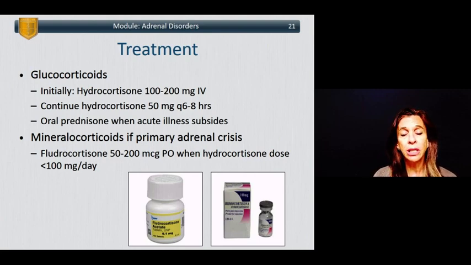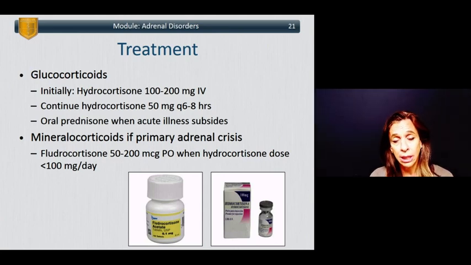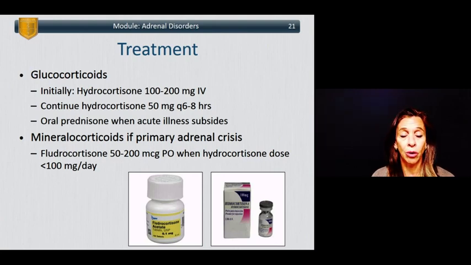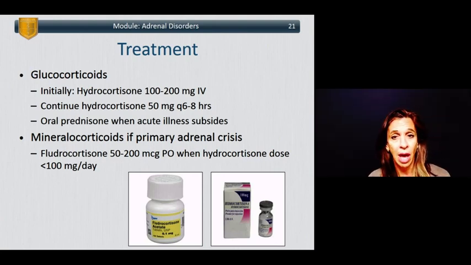Mineralocorticoids should be given if there's a primary adrenal crisis. Remember, only primary adrenal diseases may result in mineralocorticoid deficiency. Any secondary ones will not, since mineralocorticoids are not under the control of the hypothalamus or the pituitary.